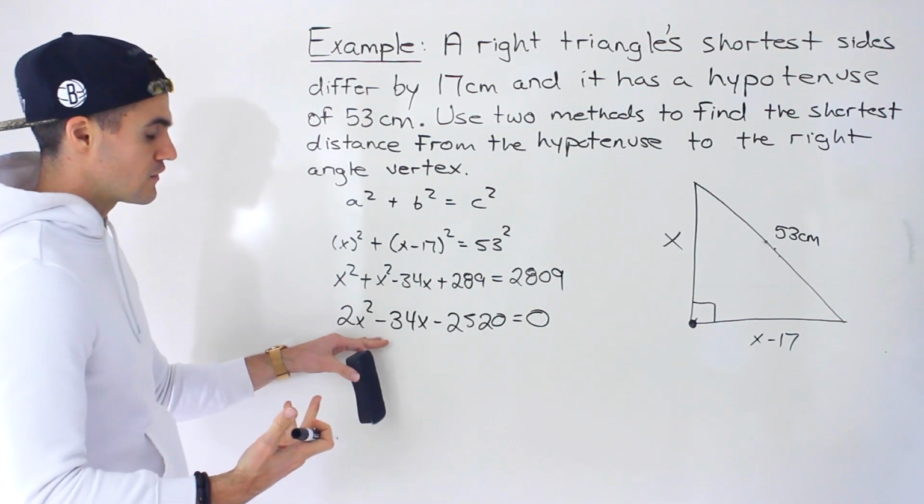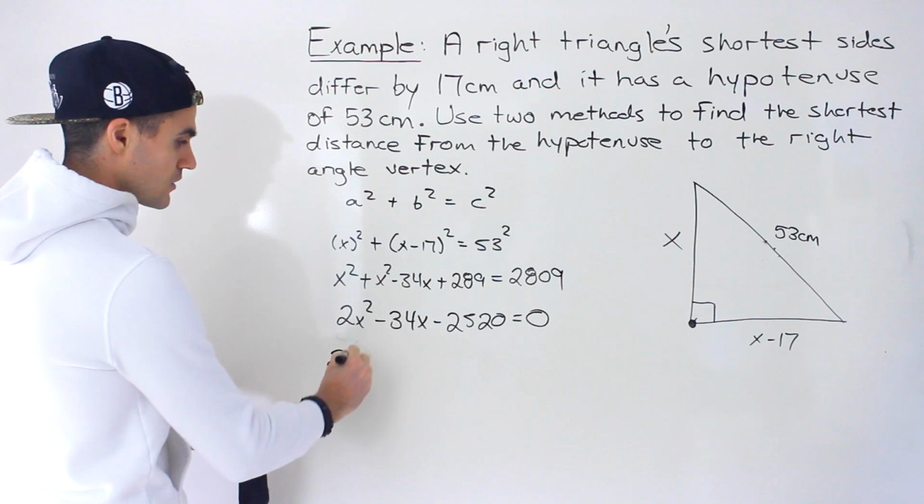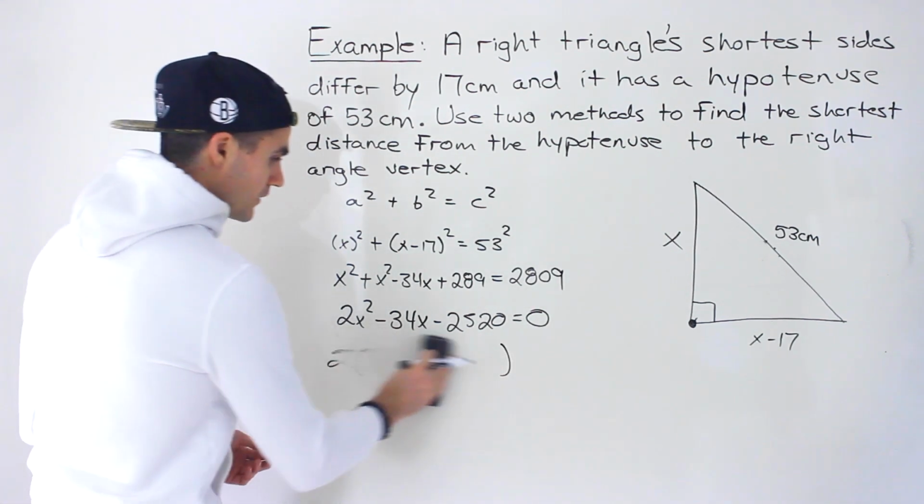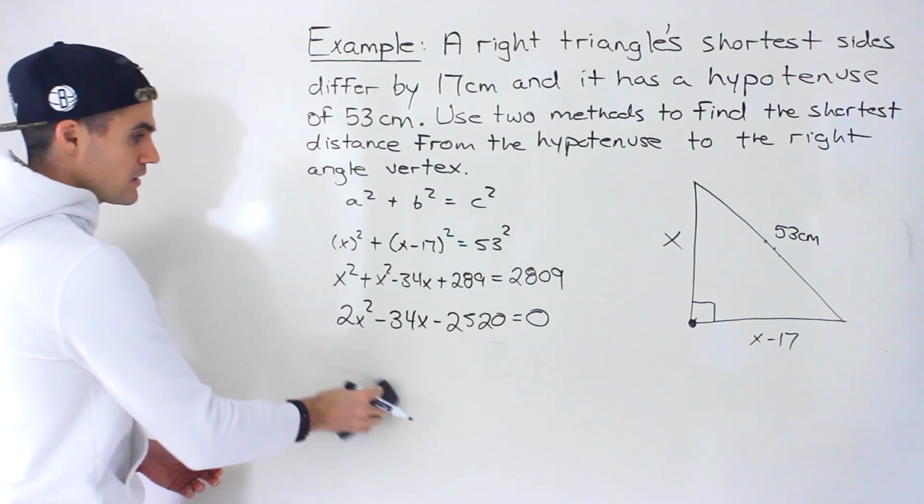I think this will actually factor fairly smoothly. You can take out a 2 from this, and then this bracket will factor, but they're fairly large numbers we're dealing with.